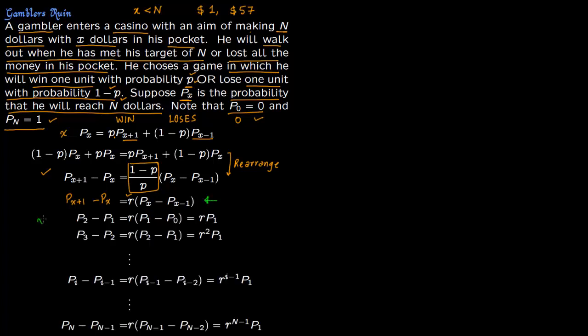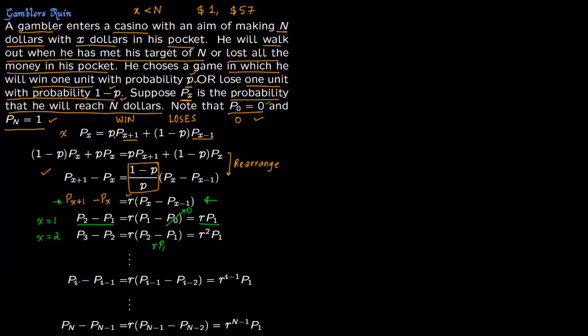So you put X is equal to 1. You have P2 minus P1 as R times P1 minus P0. P0 you have already set to 0. So this is 0. So this becomes R P1. So P2 minus P1 is R P1. Now in this equation you set X is equal to 2. You get this equation. P3 minus P2 is R times P2 minus P1. But P2 minus P1 you have already shown as R P1. So you put R P1 here. You get R squared P1.